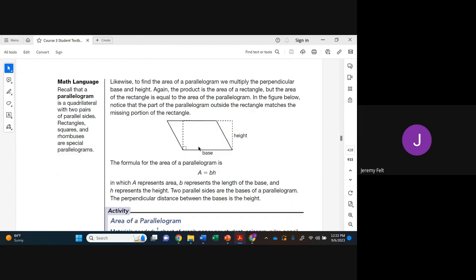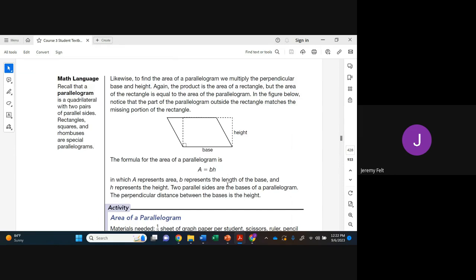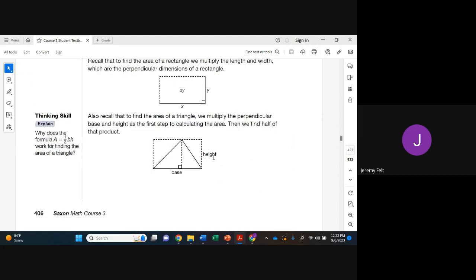Okay, so base times height. Now that's our formula, and we will usually be given, I think actually always for the ones today, we'll be given the height. Usually it's a dashed line on the inside or the outside of a parallelogram, unless it's like a rectangle where one of the sides meets the base at a right angle, in which case that would be the height. And that's showing right here.